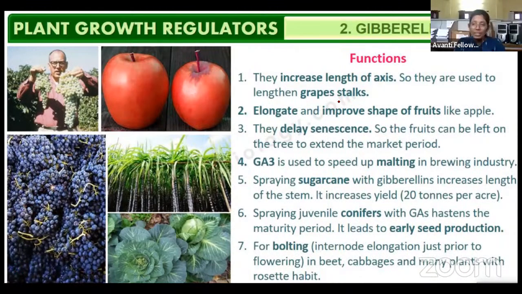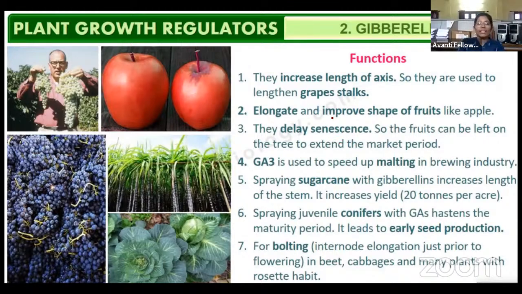If we spray gibberellins on these grapes, then the stalk length will increase and the fruits can be placed and grow sufficiently. Okay, and for fruits like apple, we all know smaller apples and bigger apples are there, and most probably we will go for the bigger apples only. So for economic reasons, if we spray these gibberellins, the fruit shape will also improve, giving an elongated and improved shape of the apple.